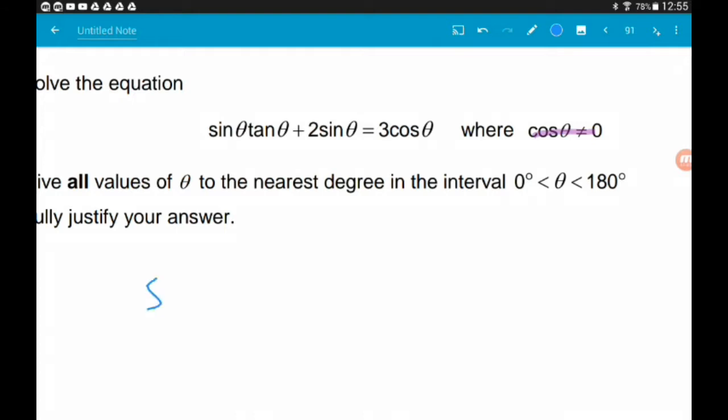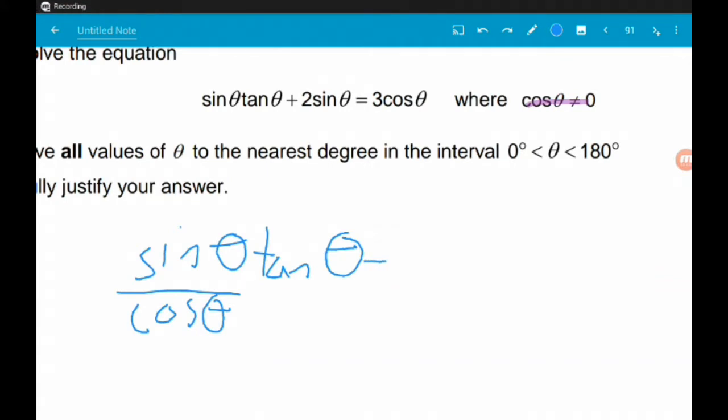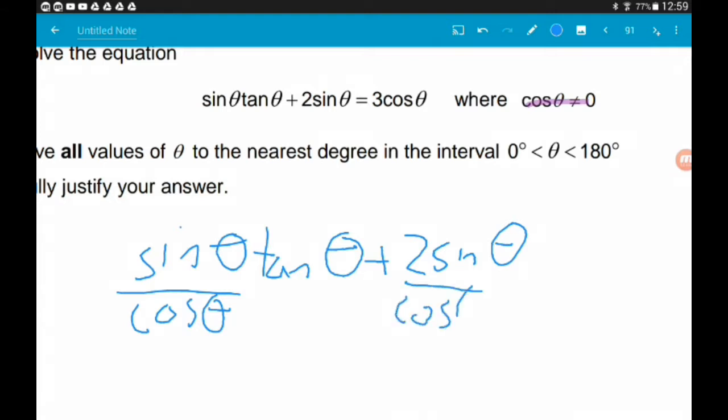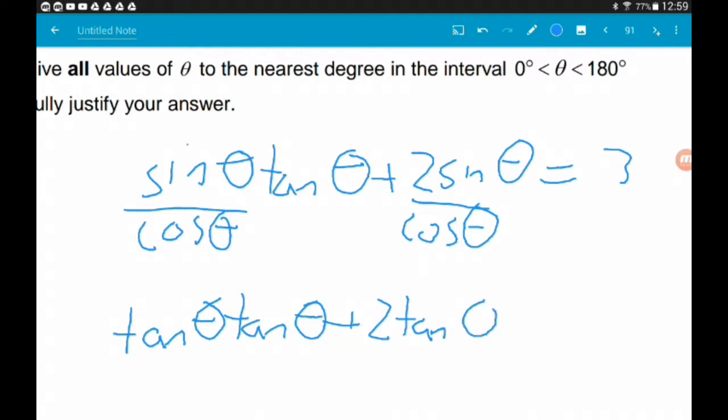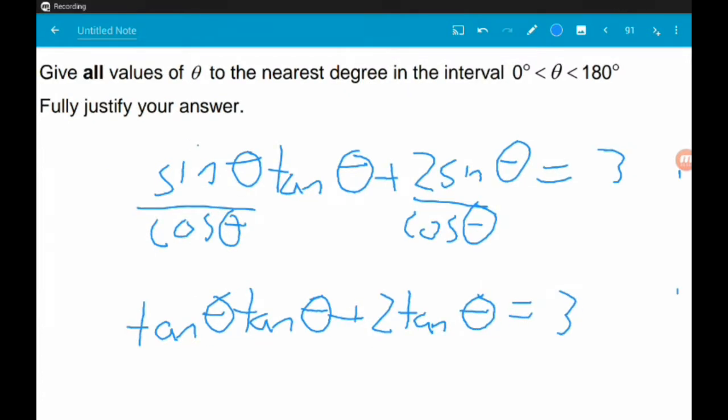If we do that, we're going to get sine theta over cos theta times tan of theta plus 2 sine theta over cos of theta, and then that is all equal to 3. So what we've now got on the left, we've got sine theta over cos of theta in 2 places, and that is tan of theta. So we've got tan theta times tan theta plus 2 tan theta equals 3. Okay, so now we're in a slightly happier position.